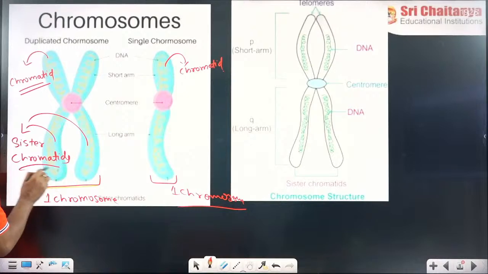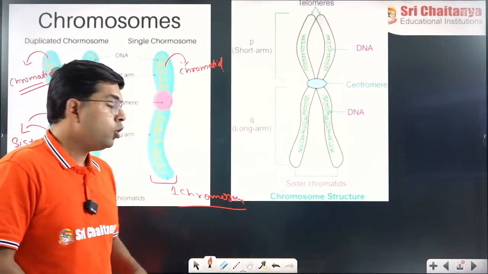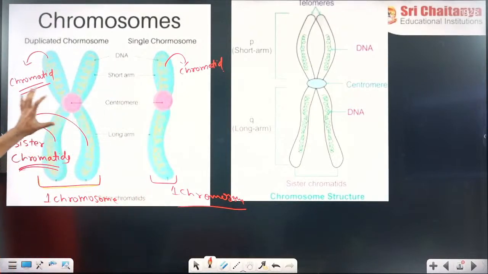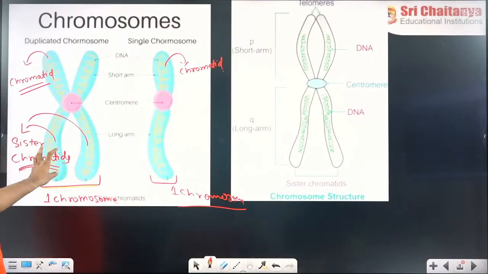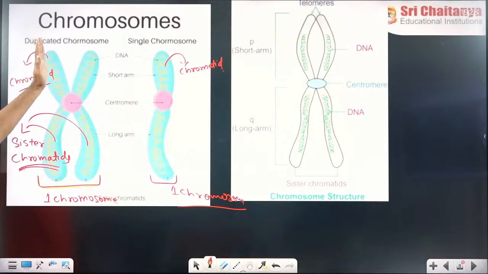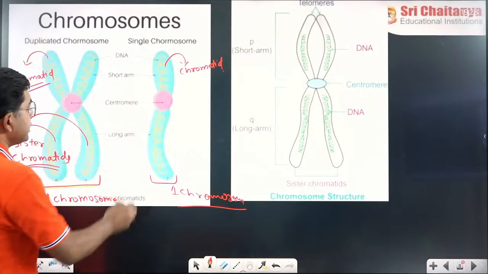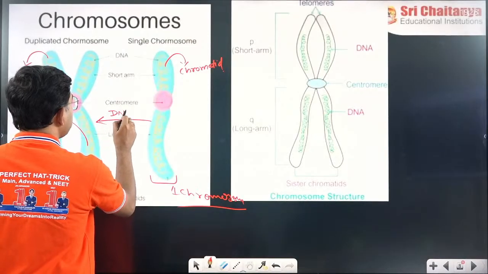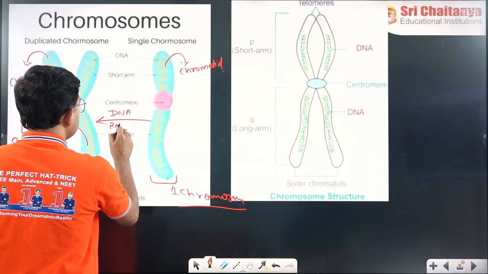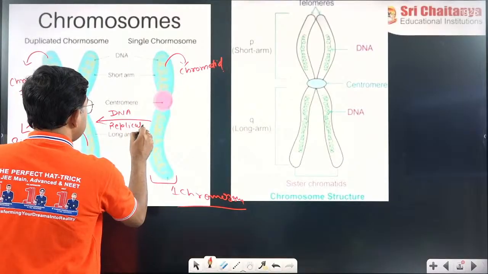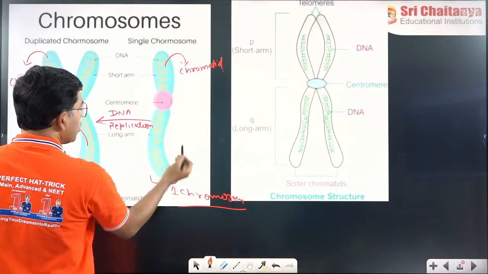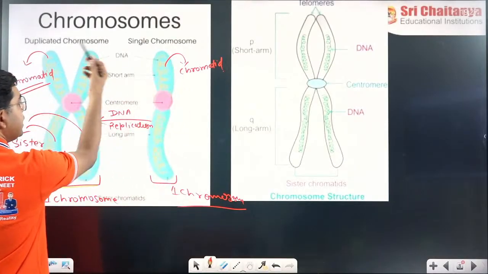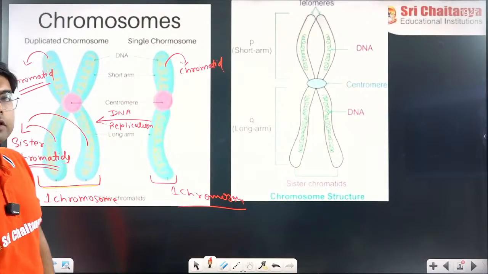They are called sister chromatids, right? So two chromatids together are called the sister chromatids. So, understood this point? Now when DNA replication takes place, this will become after DNA replication. After DNA replication, a chromosome with one chromatid will become a chromosome with two chromatids.